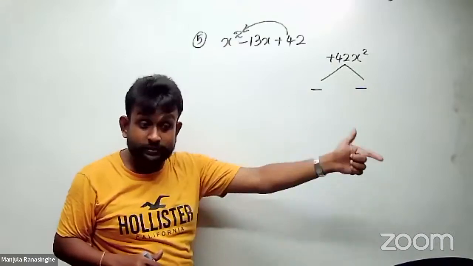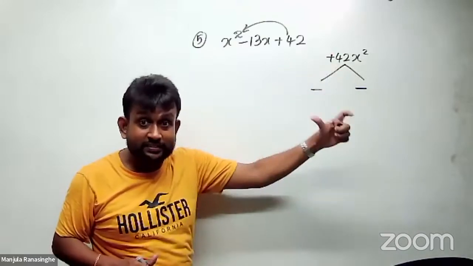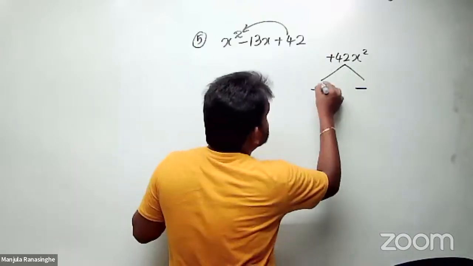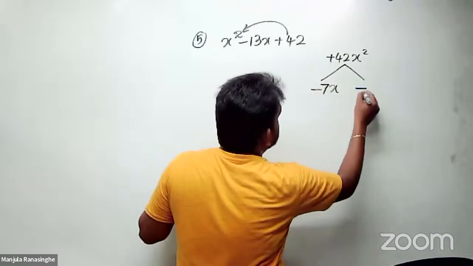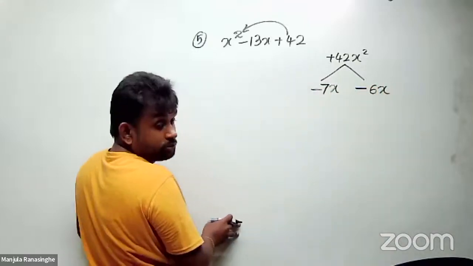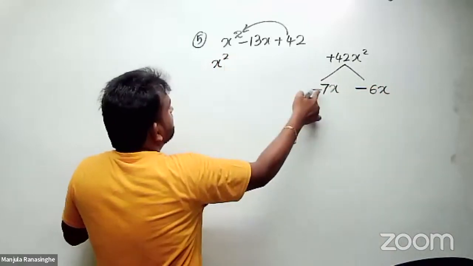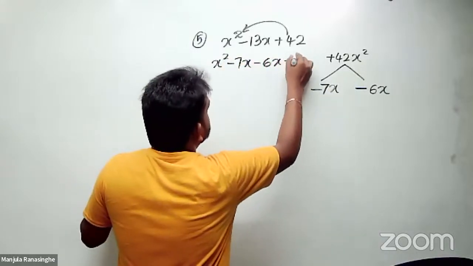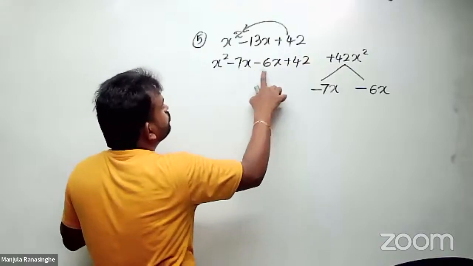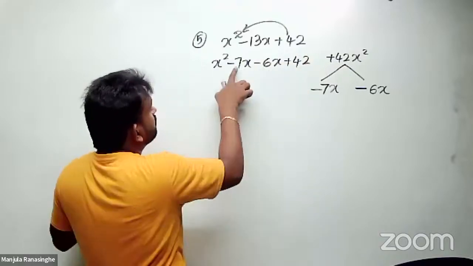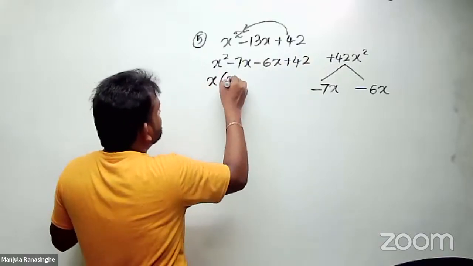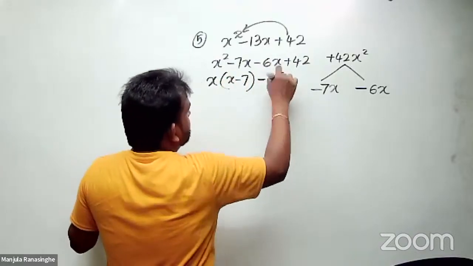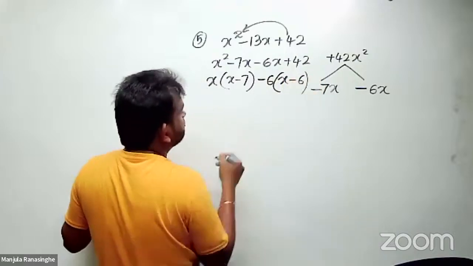So 7 into 6, 42, as well as 7 plus 6, 13. So you write here negative 7x and negative 6x. So I now write x squared, negative 7x, negative 6x, positive 42. Now 2 by 2 take the common factors. So here I take x, then x minus 7, here take minus 6, then x minus 7.